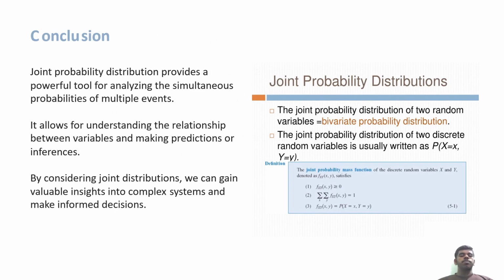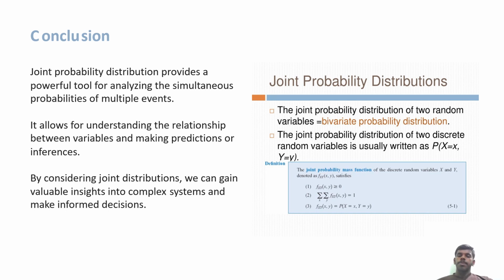Next, conclusion. Joint probability distribution provides a powerful tool for analyzing the simultaneous probabilities of multiple events. It allows for understanding the relationship between variables and making predictions or inferences. By considering joint distributions, we can gain valuable insight into complex systems and make informed decisions.